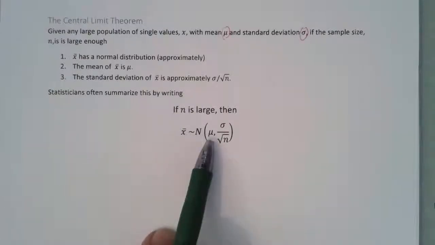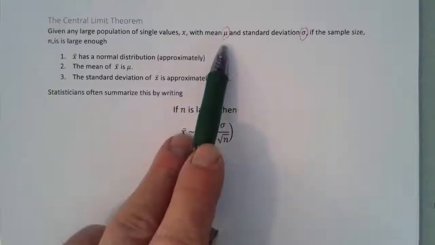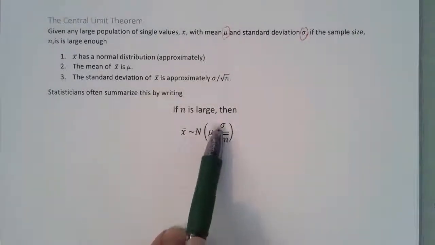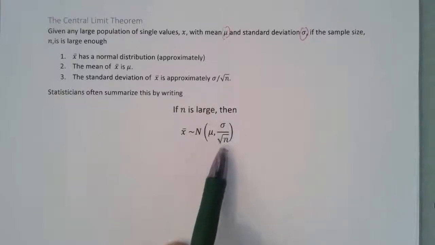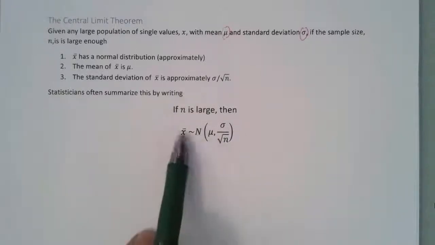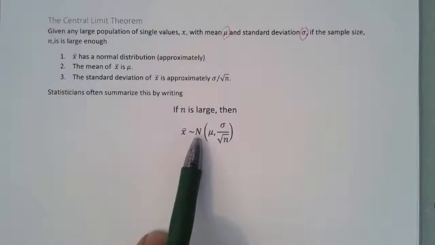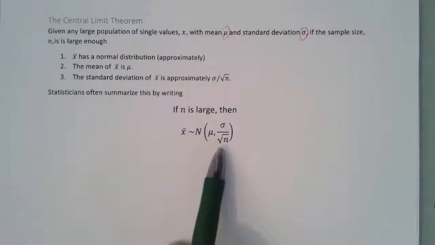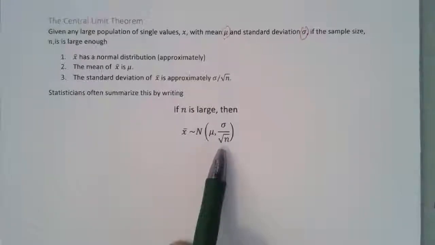They have a mean of mu, the mean of the original distribution, and they have a standard deviation that's smaller than the standard deviation of the original distribution. As a matter of fact, it's that original distribution's standard deviation divided by the square root of n. So x bar is normally distributed with mean mu and standard deviation sigma over root n.